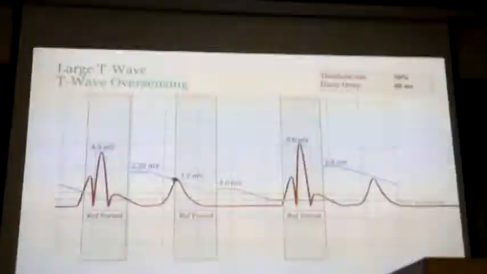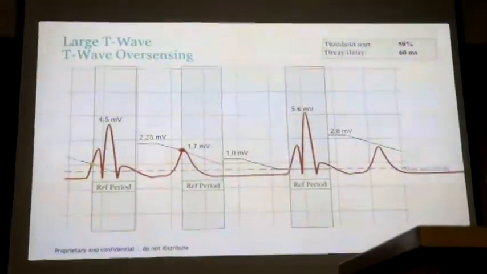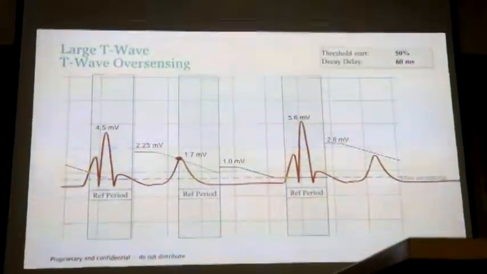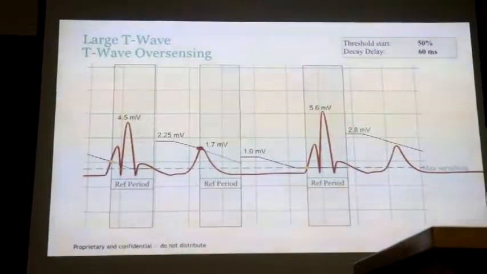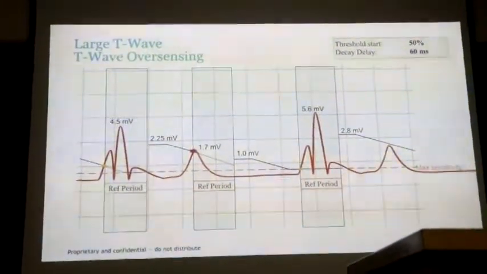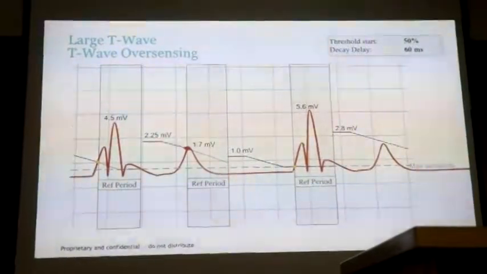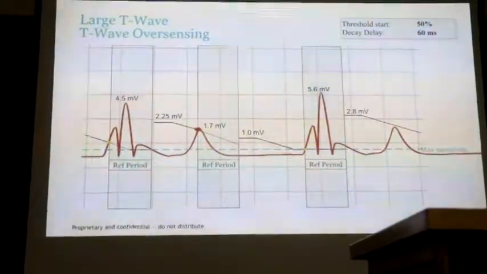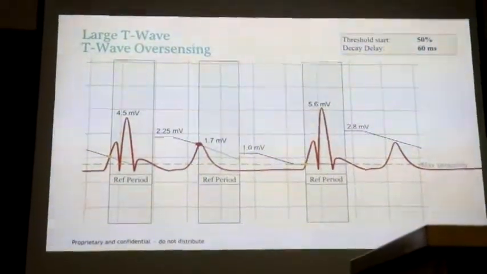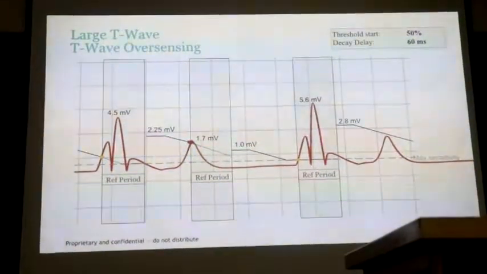Because if you imagine you had a very peaky T wave here, if it was very, very big, increasing the threshold start won't help. Increasing the decay delay won't help. You may need to push the threshold start. So it depends. It just depends on the relative morphology.